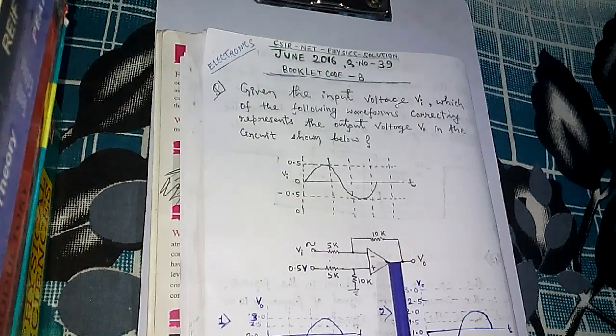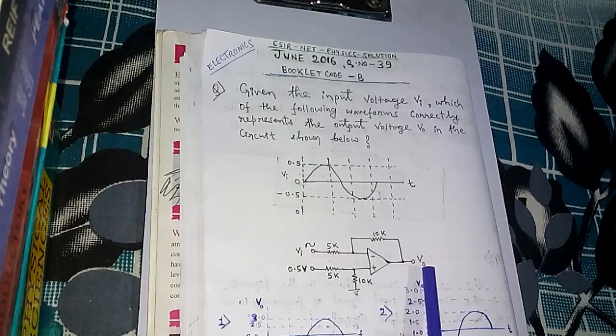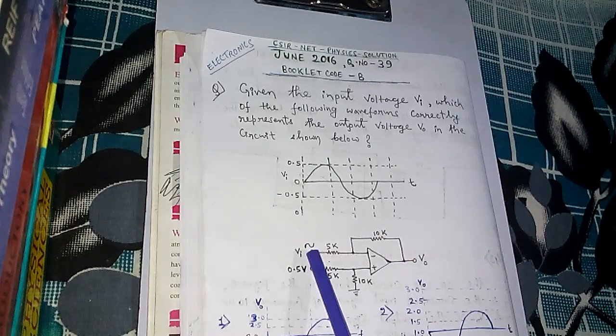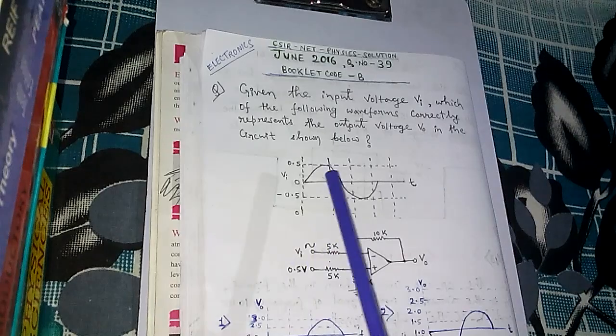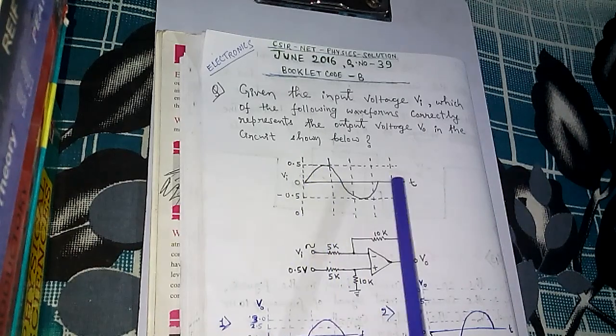This is the circuit. We have to find the output voltage, where Vi is the input signal, and our input signal is sinusoidal. That means it has an oscillating character, so it is an AC signal, and this signal Vi has also been given in the problem. This is Vi with time.